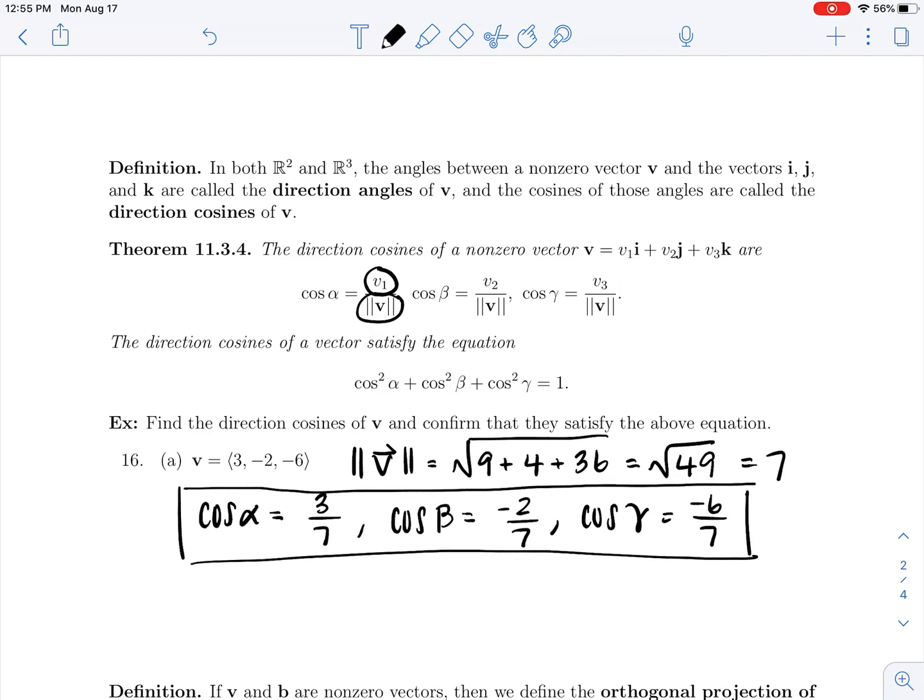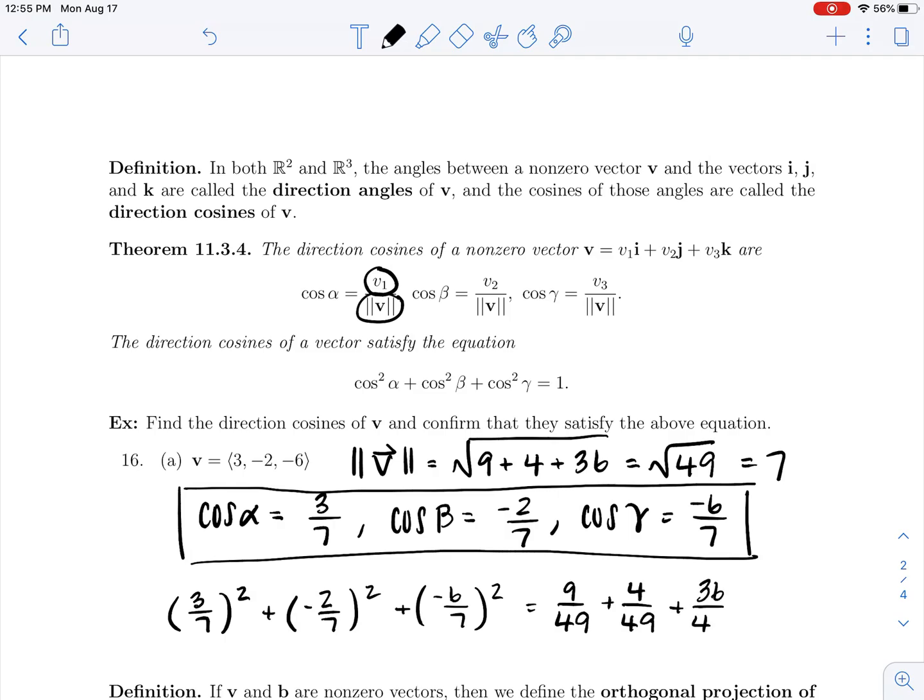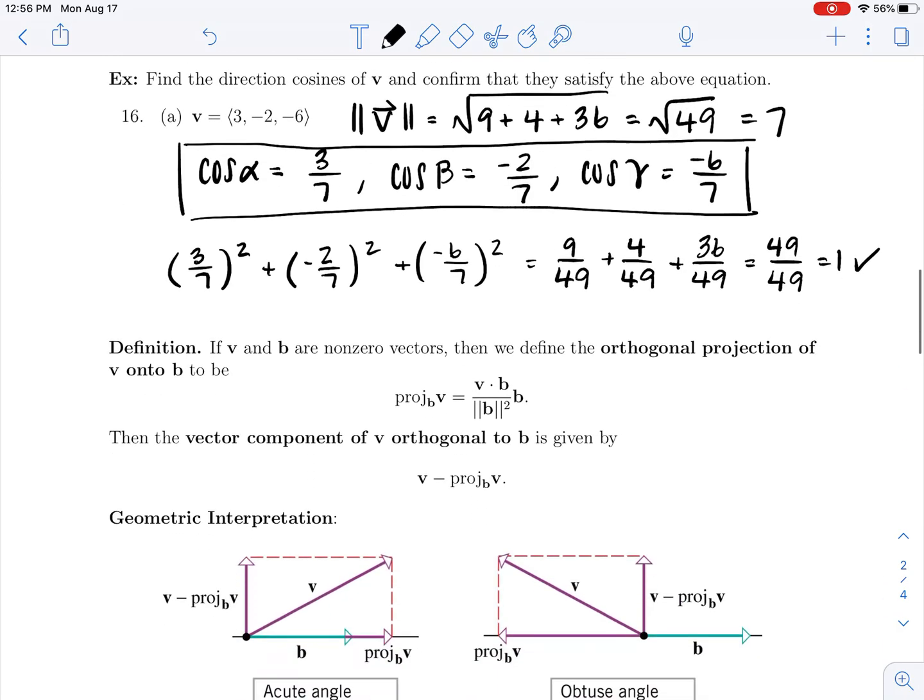We'll box those in. And then lastly, we just want to confirm that they satisfy that sum of squares equation. So I want to take 3/7 squared plus negative 2/7 squared plus negative 6/7 squared. That gives me 9/49 plus 4/49 plus 36/49. And sure enough, that gives me 49 over 49, which is 1. So I'll just put a check mark there to indicate that, yes, it does satisfy that equation.